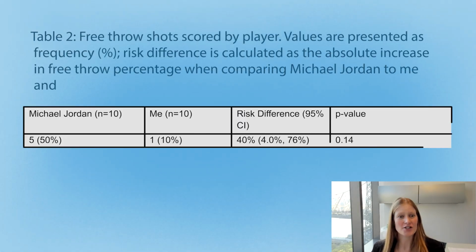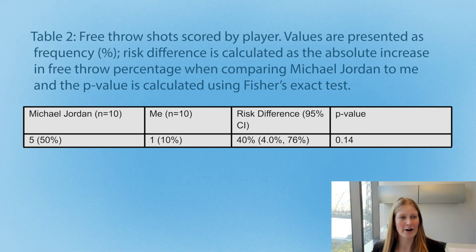So I have another example here. If we throw up table 2, say Michael Jordan and I each took 10 free throws, and I miraculously made 1, and Michael Jordan made 5 free throws. If we took our Fisher's exact test p-value, that p-value is greater than 0.05. However, I don't think anyone would consider Michael Jordan's and my free throw ability to be comparable.